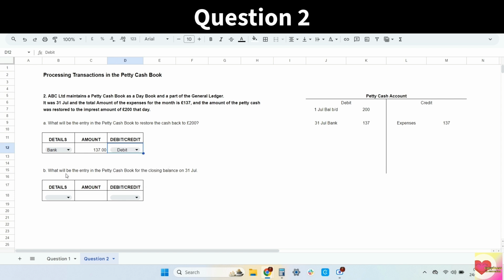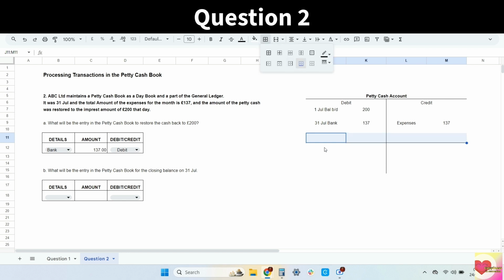Next, letter B, what will be the entry in the petty cash book for the closing balance on the 31st of July? The question here is the closing balance, so let's balance our petty cash book. Let's enter the totals. For the debit, let's add this, 200 plus 137. The total is 337. For the credit, the total is 137. And as you can see, the totals are not equal, so we should insert the balance carried down to the side that has the lower total, which is credit.